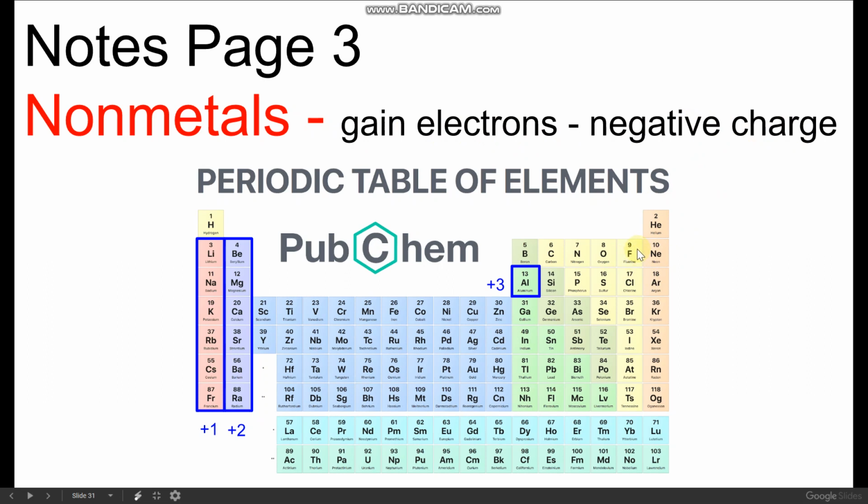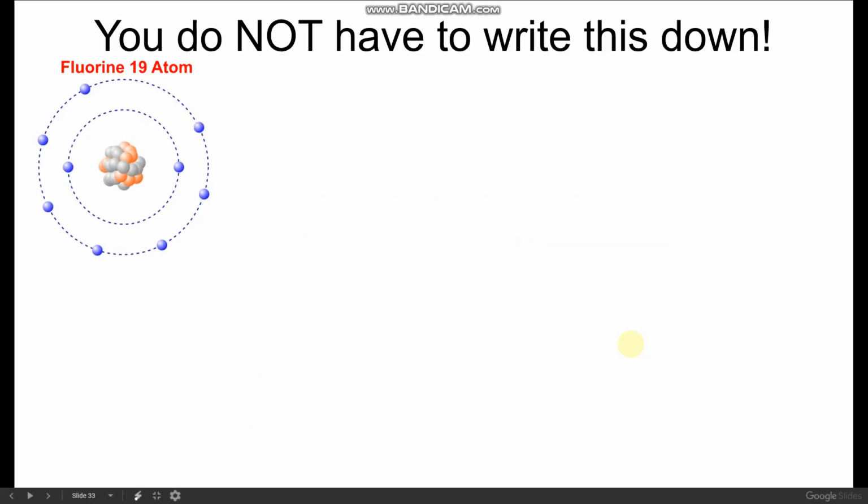So let's go ahead and circle our first row of nonmetals that you're going to need to know. And it's going to be these 4 right here. Those are called halogens. And those elements are fluorine, chlorine, bromine, and iodine. Okay, so let's take a look at what those atoms look like. We'll start with fluorine. So fluorine, we can see it has 1, 2, 3, 4, 5, 6, 7, 8, 9 protons in the center, and that means it's going to have 9 electrons around the outside. So 1, 2, 3, 4, 5, 6, 7, 8, 9.